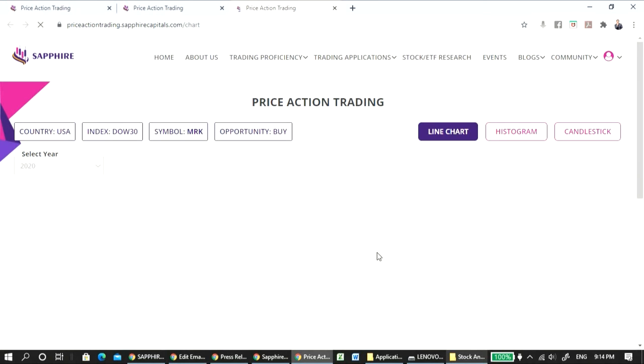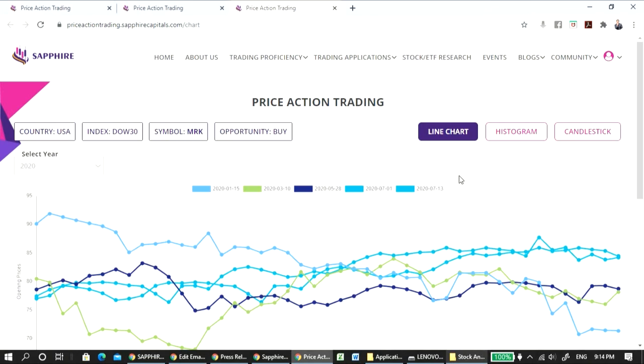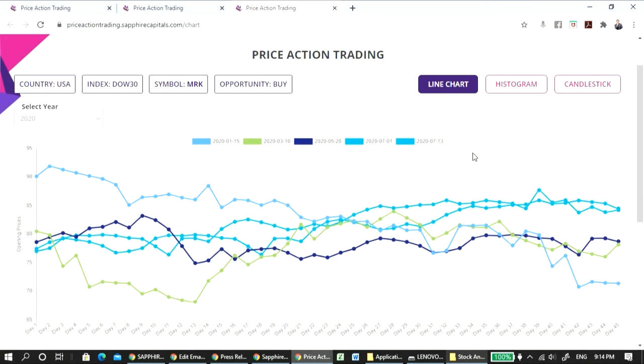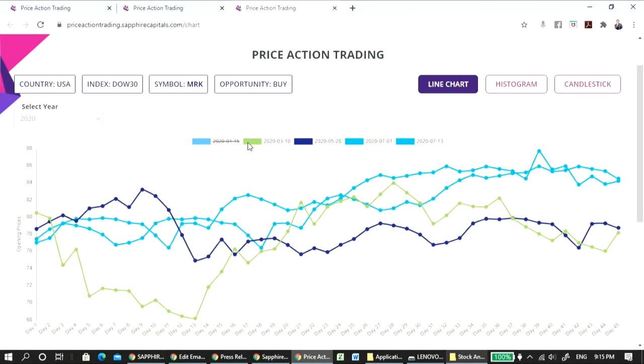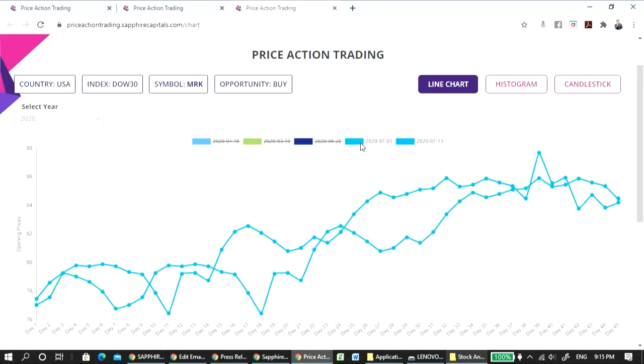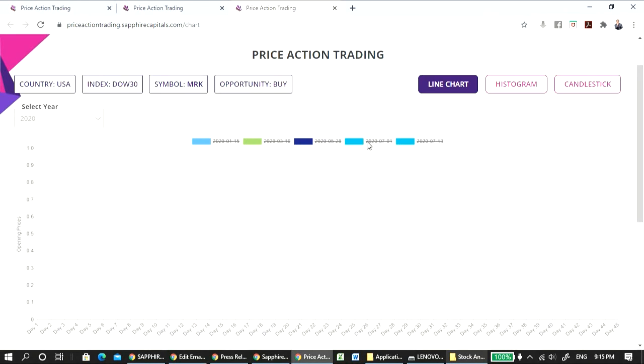Again, typical of Sapphire Capital's applications, there will be 3 different types of chart. The first one will be a line chart, and then the histograms and candlestick. Now let's look at one by one. Line chart is actually for price action, year by year. So in this case, we have 2020, so there are 5 different price action events that had happened, and corresponding to each of them you can see the line interactively. You can switch on and off to see individual performances, how did they do.